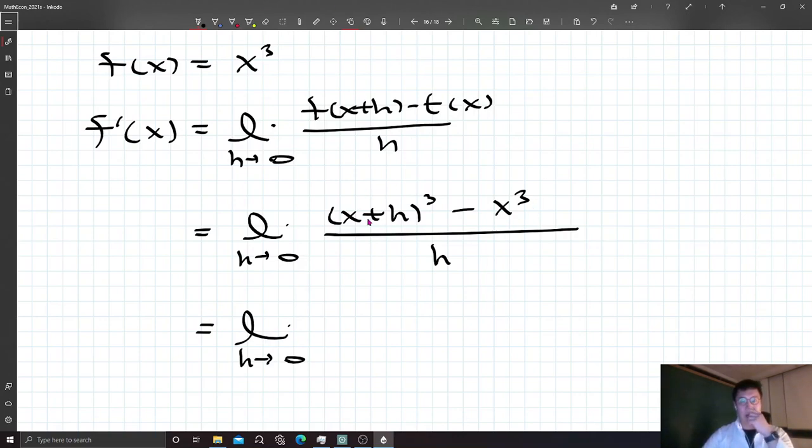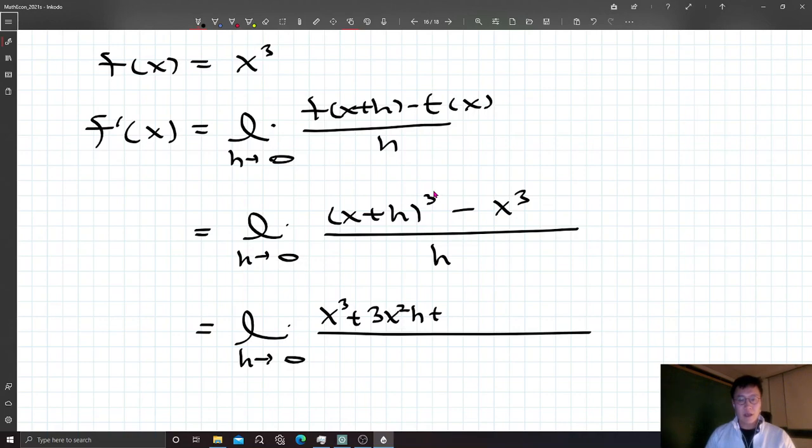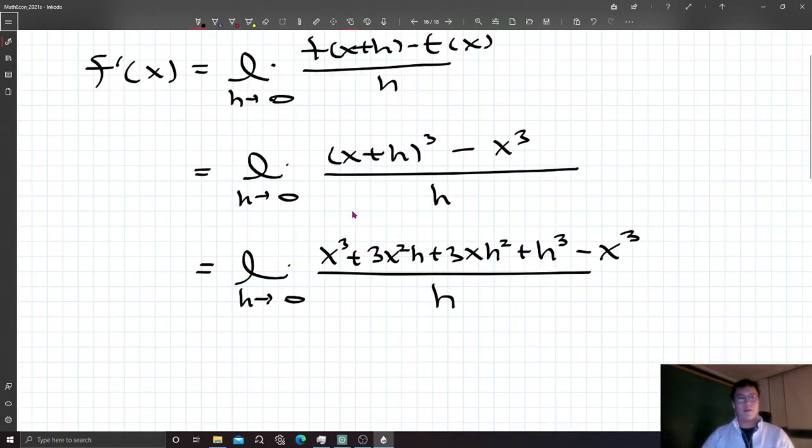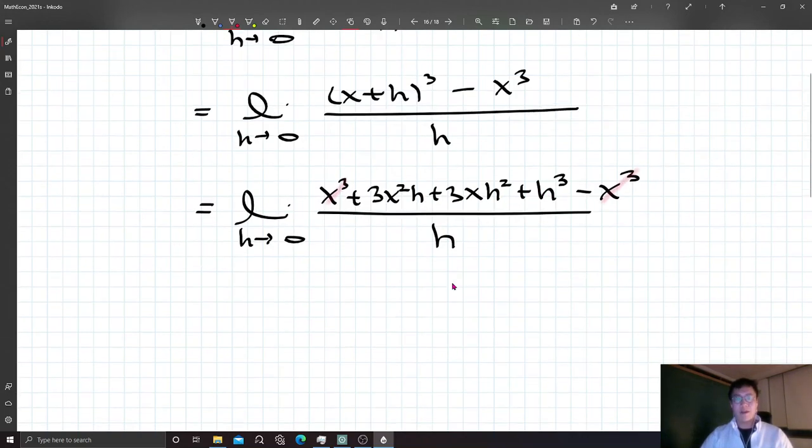And now I'm going to expand this binomial expression. We know x plus h cubed, if we expand that binomial, we obtain x cubed plus 3x squared h plus 3xh squared plus h cubed. Okay? Then we take away x cubed, then divide by h. I can see this x cubed will be cancelled off by the last term, because we have 2x cubed. So they will be cancelled off. And the remaining terms have at least one h. Okay? So by dividing by h, I just reduce the power of h by 1.